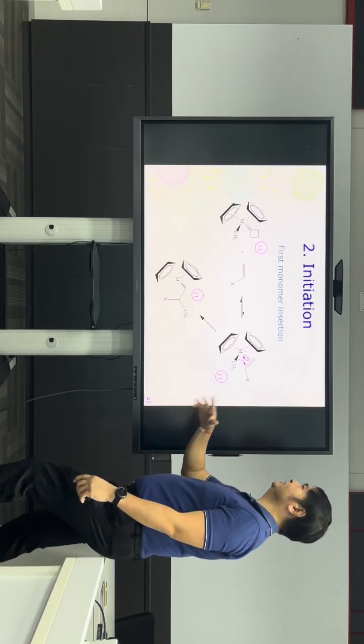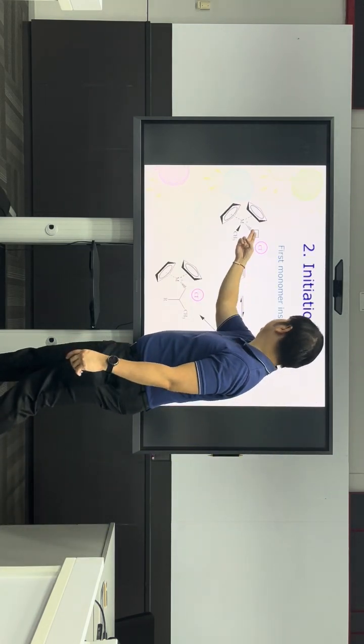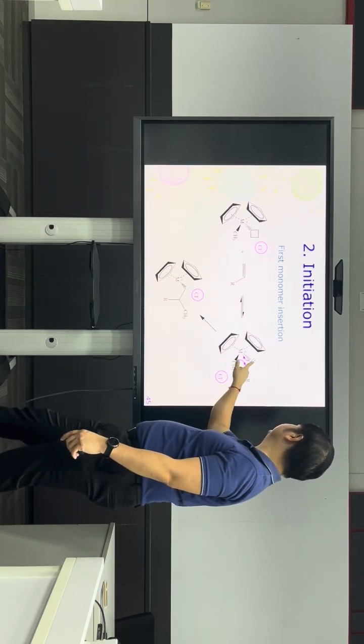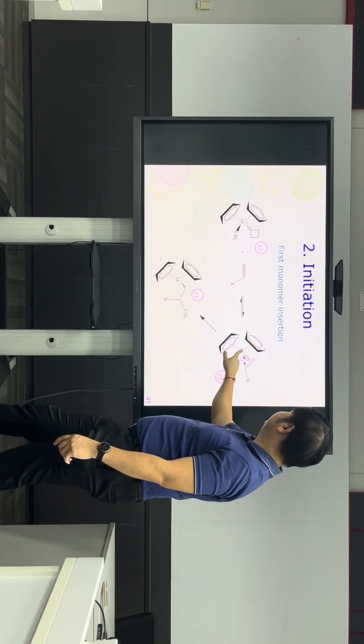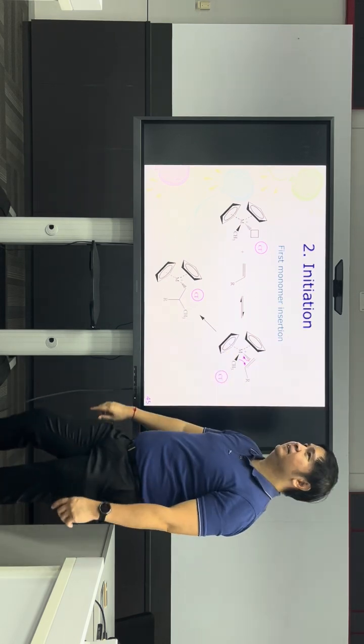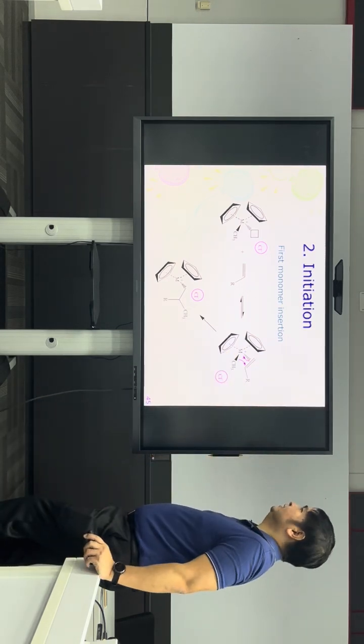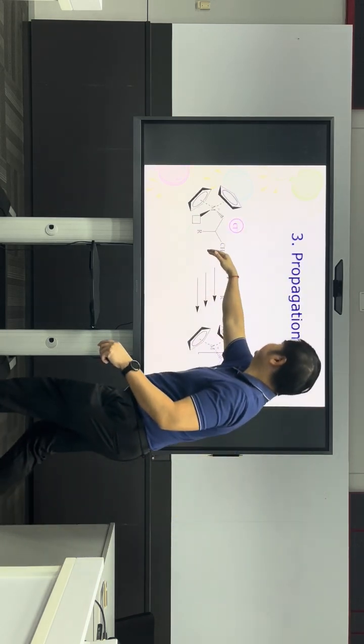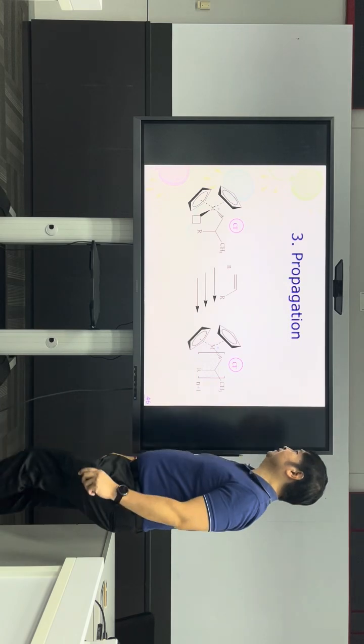Now for the initiation, the monomer comes in and then coordinates. What happens is the methyl group attacks the double bond, the double bond flips over, and then you get the inserted product. Several reactions take place the same way, and then you get this kind of thing.